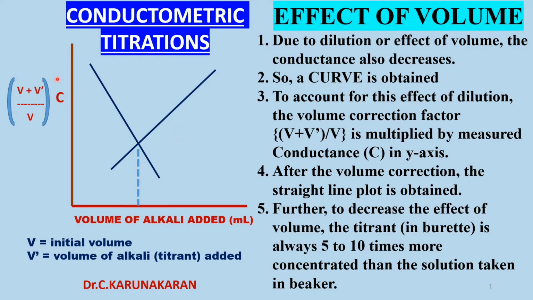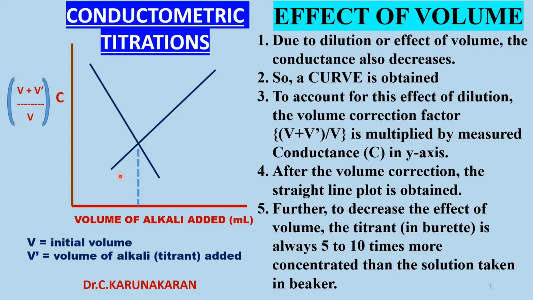Otherwise, if you plot conductance versus volume of alkali, due to the dilution effect of volume, as I said, the conductance decreases. Therefore, the straight line is not obtained. After the volume correction on the y-axis, the straight line plot is obtained.